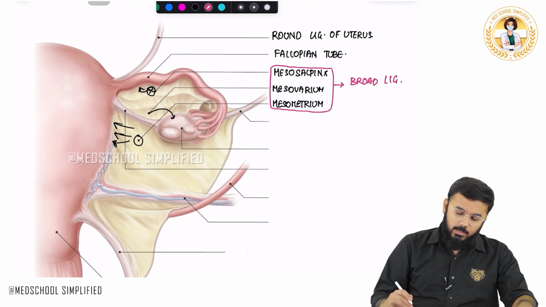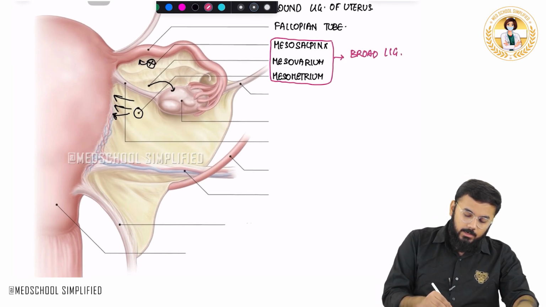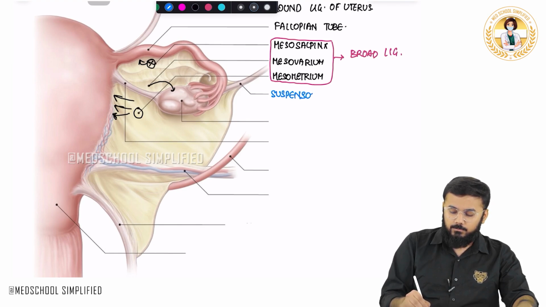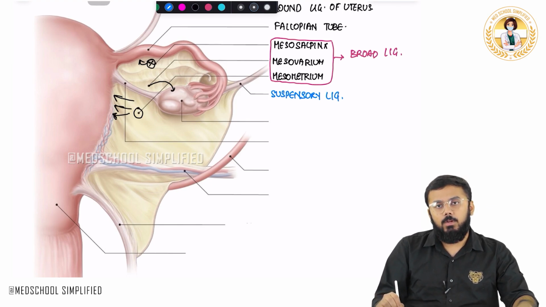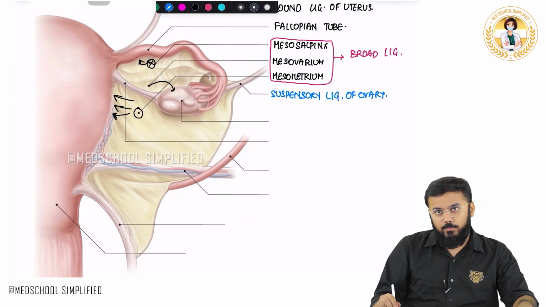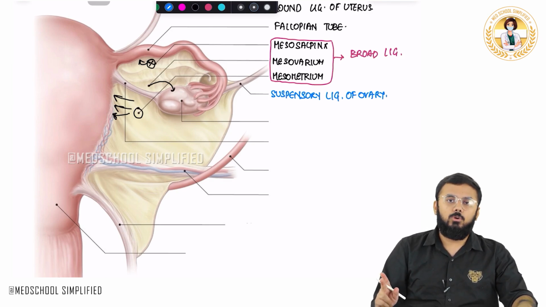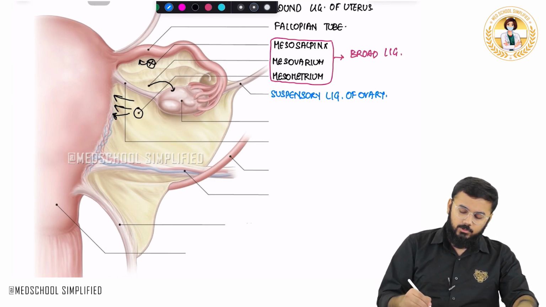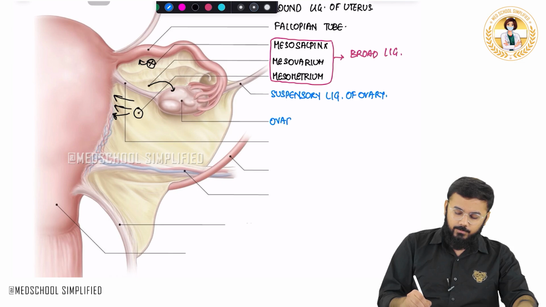Now, after that, you have another ligament over here. This particular ligament is called your suspensory ligament of the ovary. If you have watched my video lecture on the ovary, I told you there that the ovary has two ligaments: the ovarian ligament and the suspensory ligament. And where is your ovary? This is your ovary.